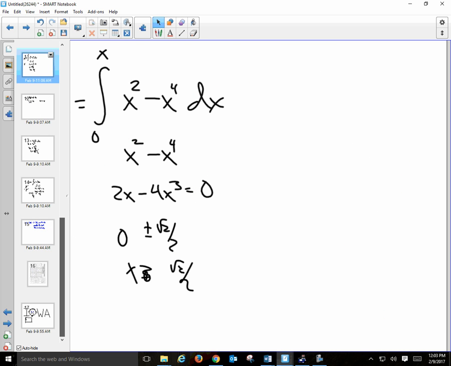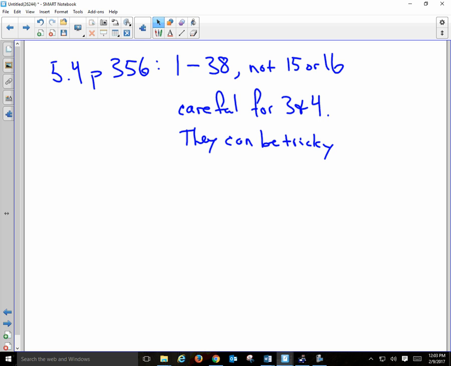Where is it? 5.4, page 356, numbers 1 through 38, not 15 or 16. Careful with problems 3 and 4. They might give you a little bit of an issue. They can be tricky. Don't be afraid to skip a problem and come back. I would highly encourage you to not skip problems on this assignment entirely, though. Make sure you feel confident about each one.